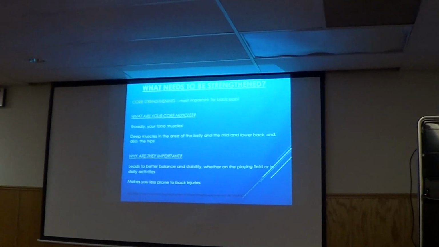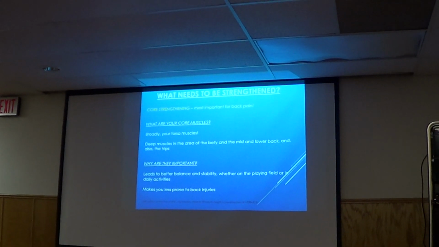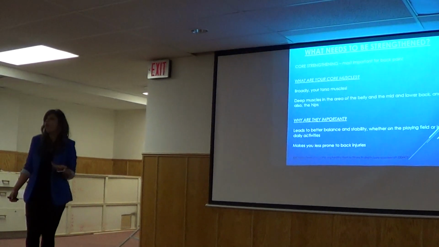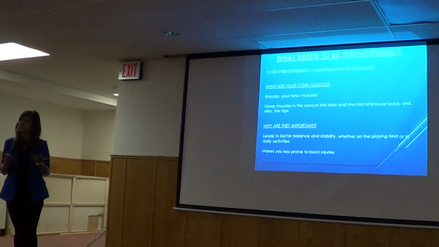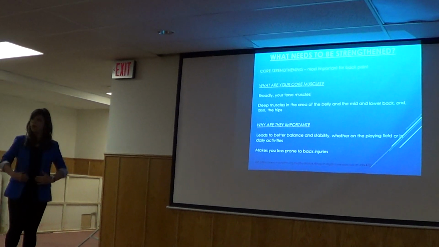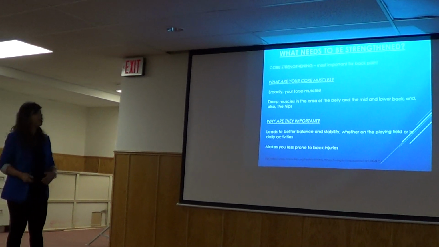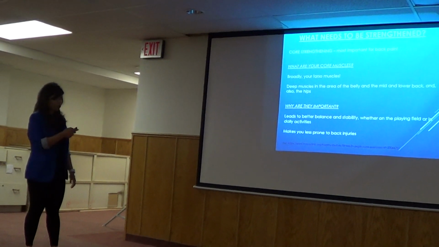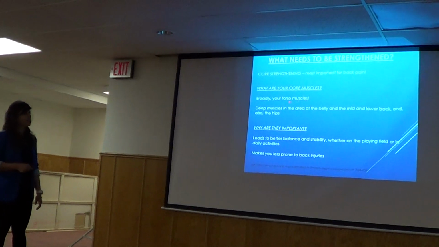Now coming to the strengthening part. Most important, core strengthening. Now what are your core muscles? As the name suggests, they are the muscles of your core, around your spine, in your back and front, that help maintain the stability of the spine. So broadly, your torso muscles.